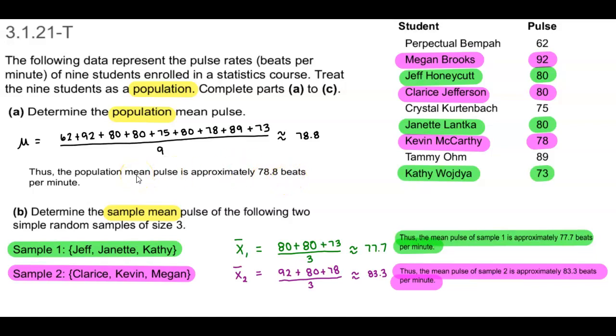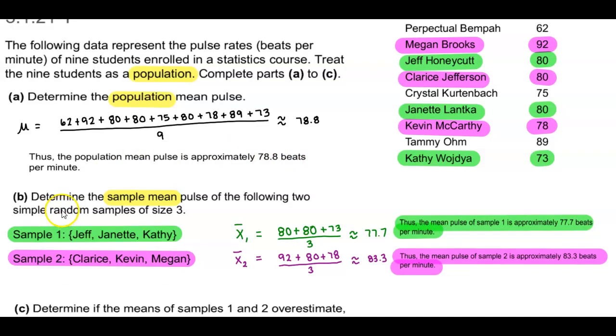minute. Now in part B, we want to determine the sample mean pulse of the following 2 simple random samples of size 3. So the first sample, which is sample 1, has Jeff, Jeanette, and Kathy. So here we have Jeff, who has a pulse rate of 80. We have Jeanette, who has a pulse rate of 80. And we have Kathy, who has a pulse rate of 73.